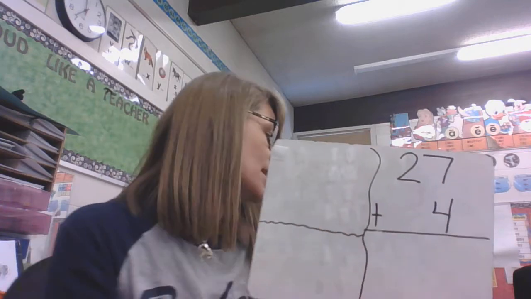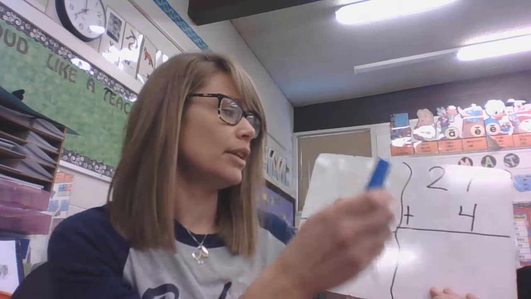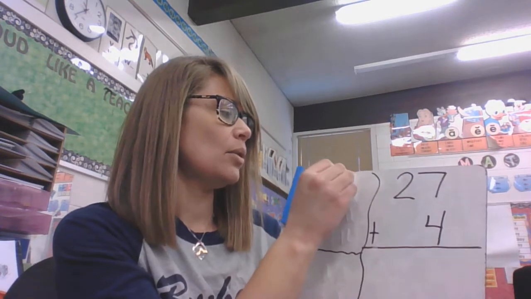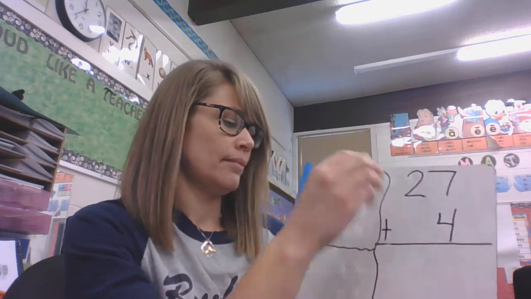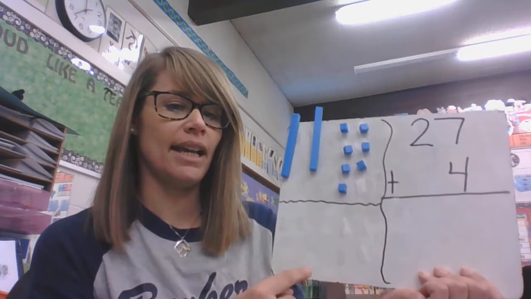So if I'm looking at my 27, the first digit tells me how many tens I'm going to grab. So how many tens am I going to grab to make 27? 2. And how many ones will I grab to make 27? Remember, my second digit tells me how many ones. So I'm going to grab 7 ones. Okay, so I've got 2 tens, 7 ones, and then I'm going to add on 4 ones down here because we're adding on 4. So 27 plus 4.